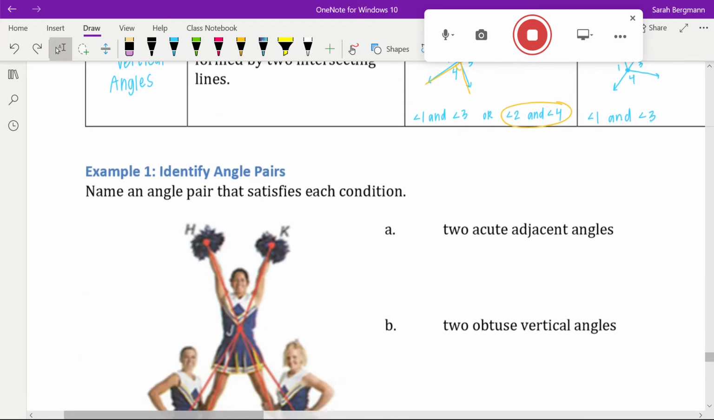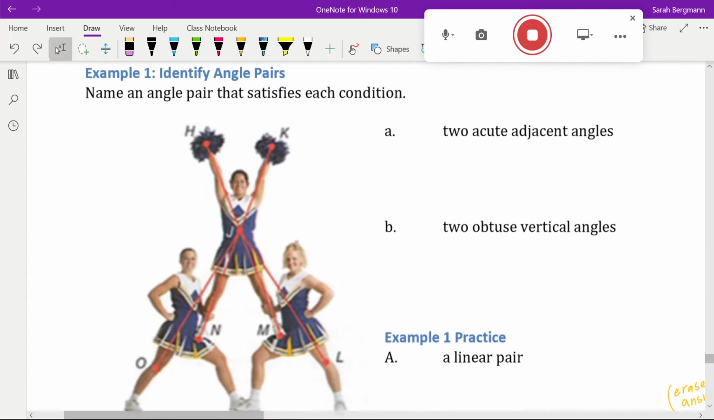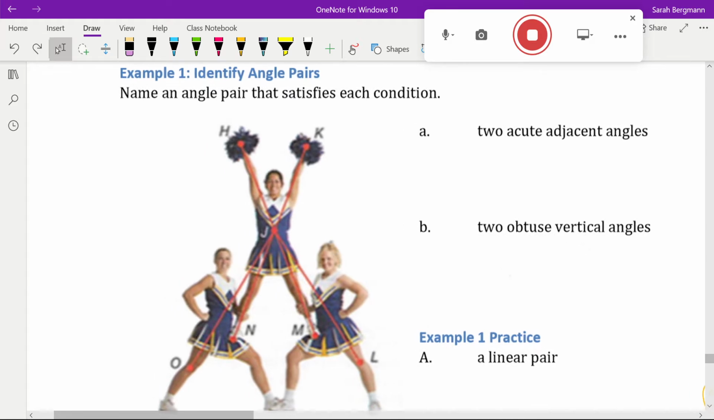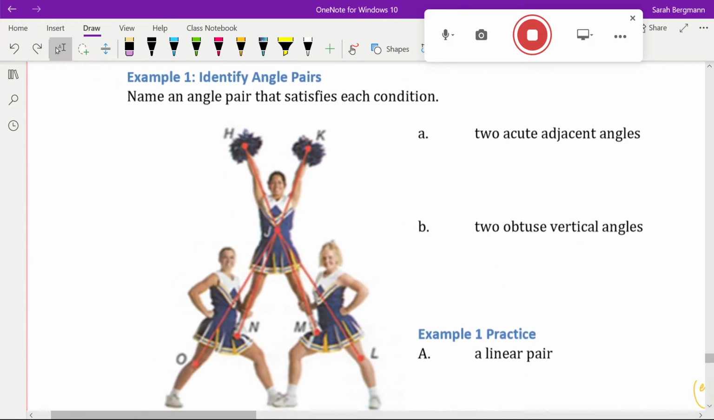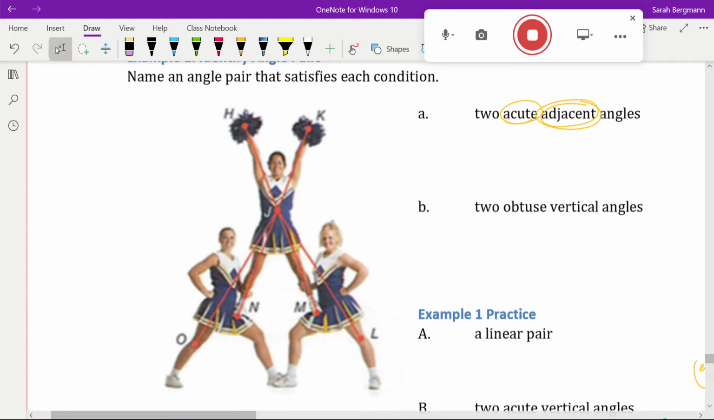Let's do an example of identifying these in a diagram. It says, name an angle pair that satisfies each condition. Part A, 2 acute adjacent angles. You need to know the word acute means that it has a measure less than 90. And you need to know this new vocab word adjacent, which means that they are angles that are next to each other, non-overlapping. So we're going to look for two angles that are less than 90 degrees, non-overlapping, but next to each other.